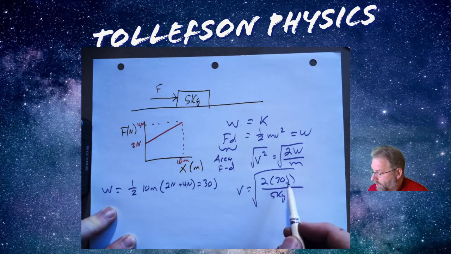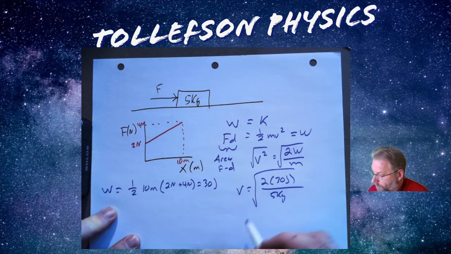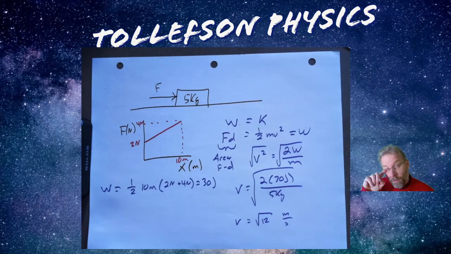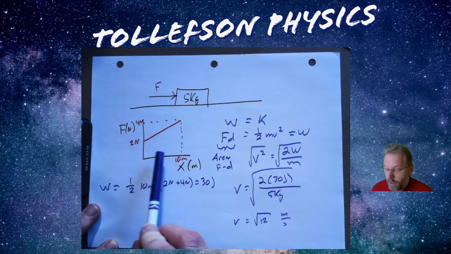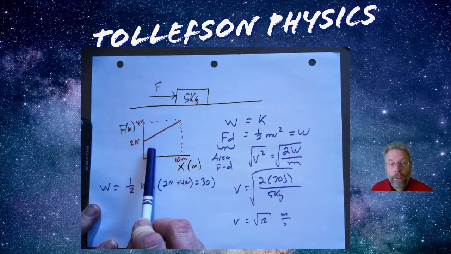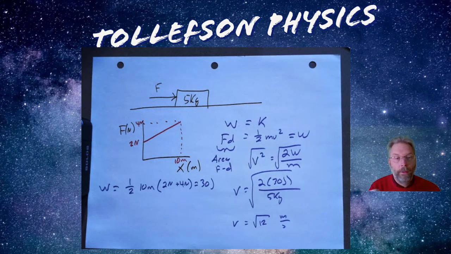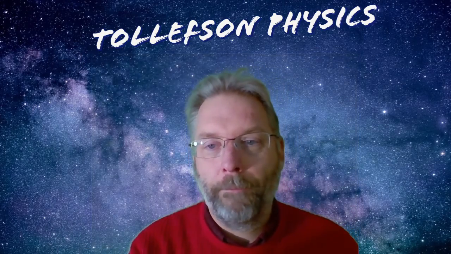So that's 60 on top, divided by 5, that's 12, right? So the velocity, and I won't get the decimal form, will end up being the square root of 12 in this particular case. Being able to use a force versus distance graph and using that area under the curve will actually tell you how much work is being done on a system. So hopefully that helps, and I will see you next time.